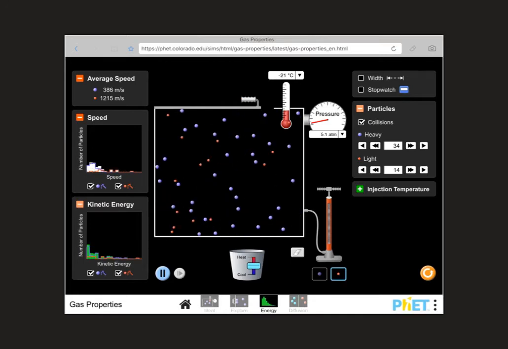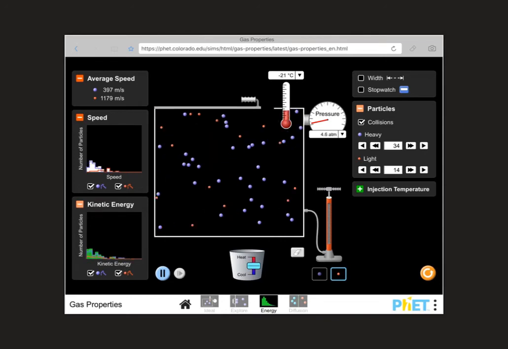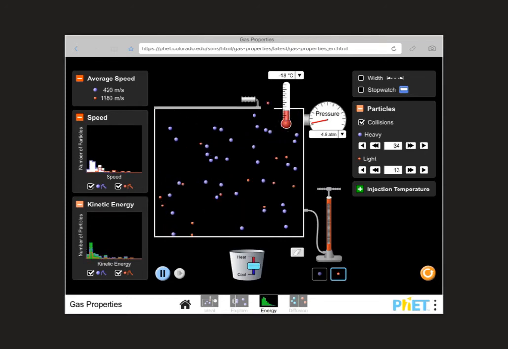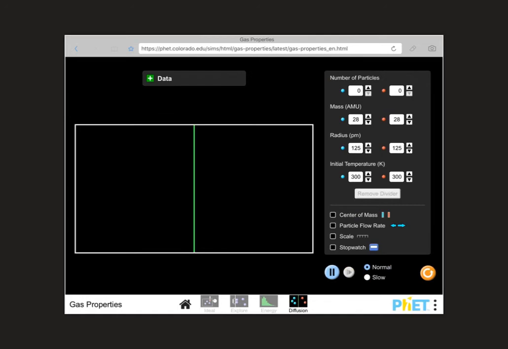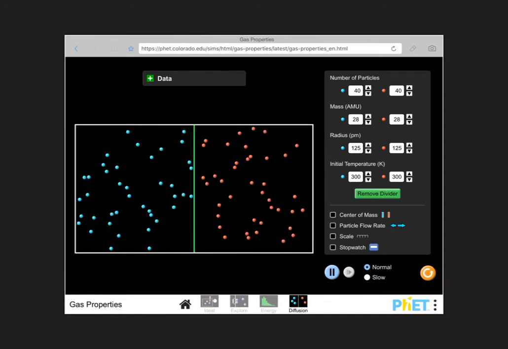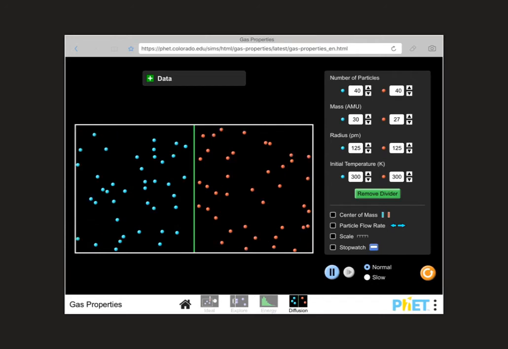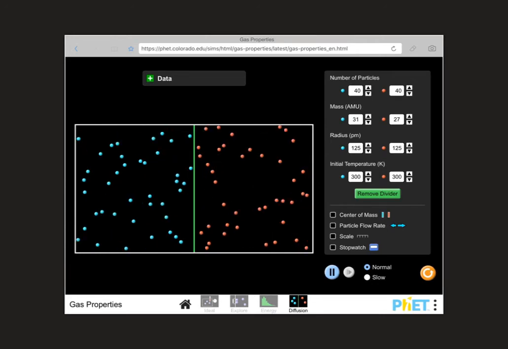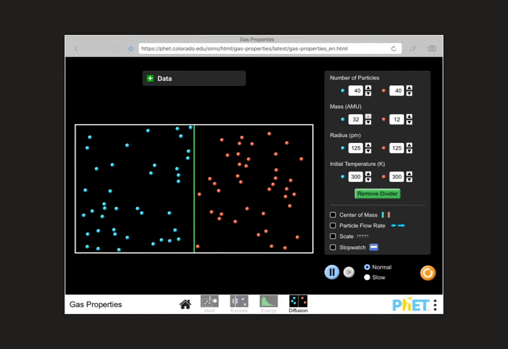Now, let's stop and let's take a look at a similar phenomena called diffusion. So what I'm going to do here is I'm going to start out with the same number of gas molecules. I've got 40 particles in each side. I'm going to change the masses. So I'm going to do 32 on the blue ones. I'm going to make that oxygen.